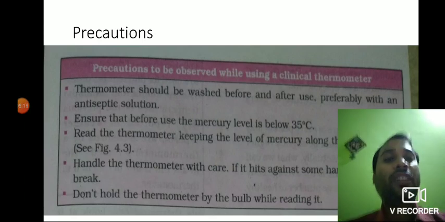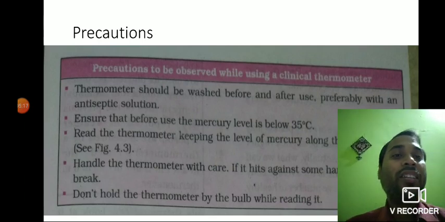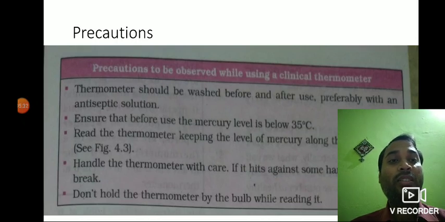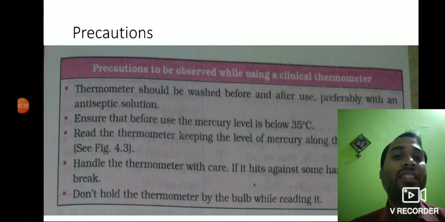Then you should always ensure that the mercury level is below 35 degrees Celsius, because we know the range starts from 35 degrees Celsius. So before using the clinical thermometer, you should ensure that the level of mercury is just below 35 degrees Celsius. It's not somewhere in between 35 to 42. It should be below 35 degrees Celsius.